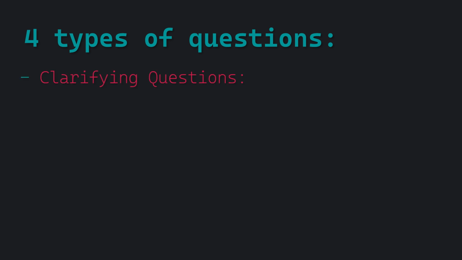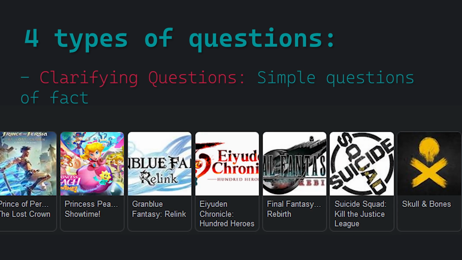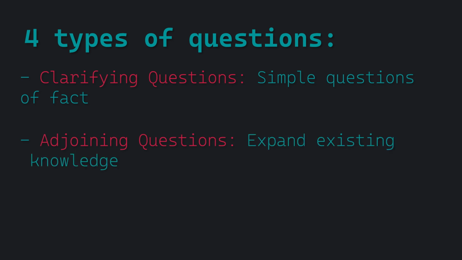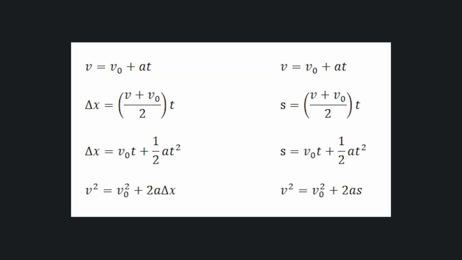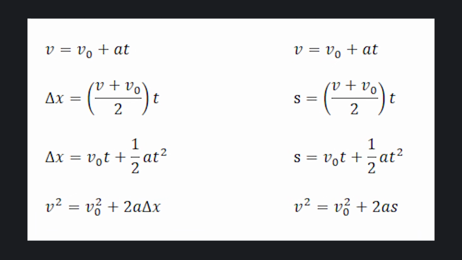The first type is clarifying questions. These are simple questions of fact geared at getting a better understanding of something. For instance, what games are being released within the next year that could possibly compete with my own? Then we have adjoining questions. These are questions that attempt to expand an existing knowledge base. For instance, how do physics equations in real life apply to those in game engines like Godot and Unity?